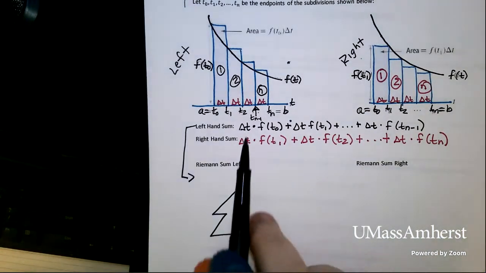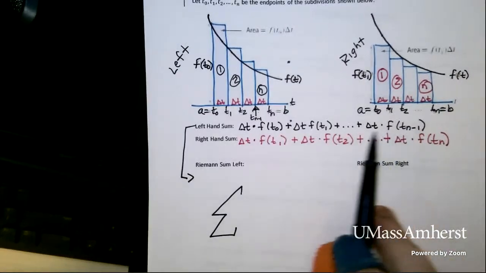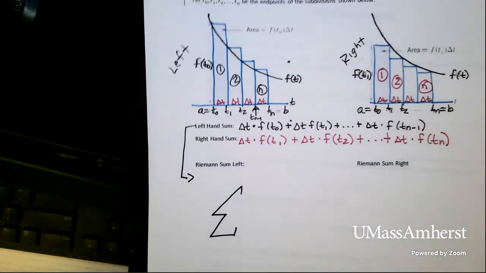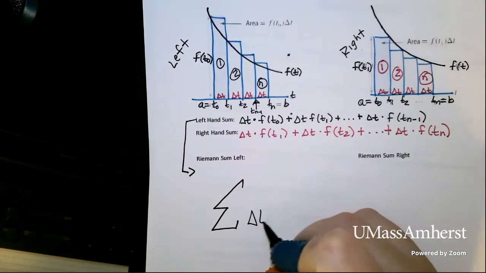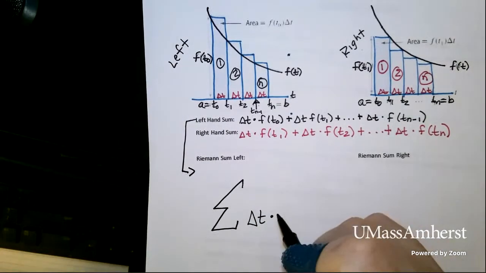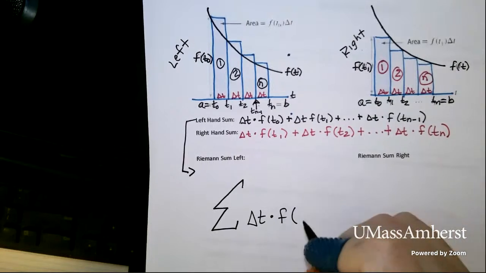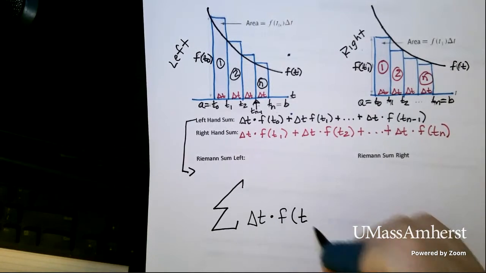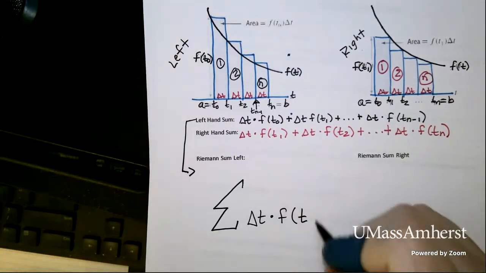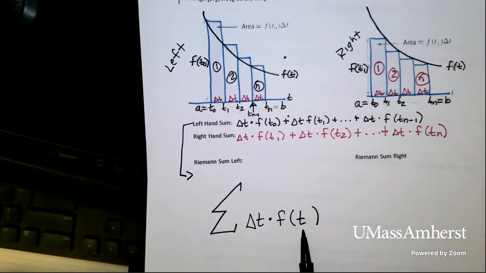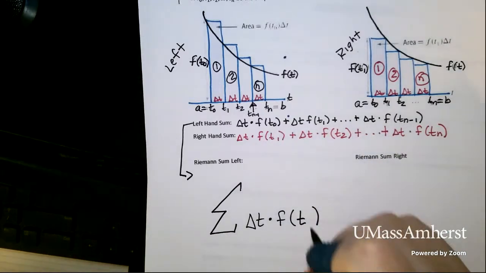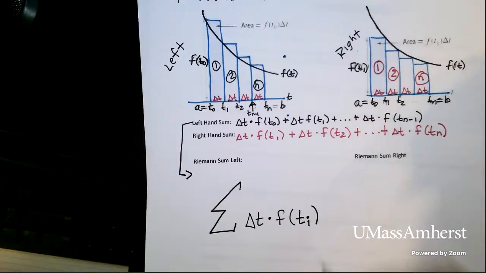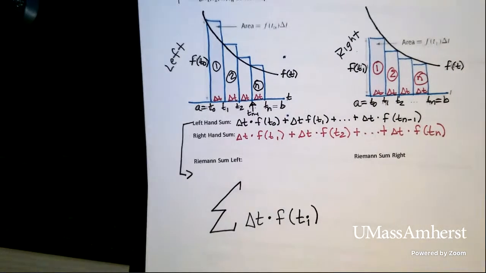And so what we want to do is look at the terms of the left-hand approximation and see what is the same and what is different. So every single term has a delta t. Every single term has an f. Every single term has an f of t sub something. But what's changing is this subscript right here, right? So we see it's 0 and then 1, and then it keeps going. So we put what's called an index there, t sub i.